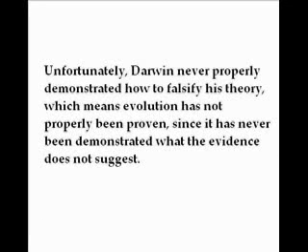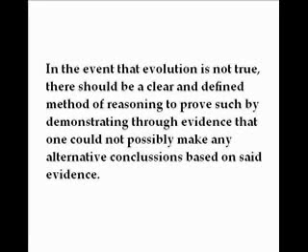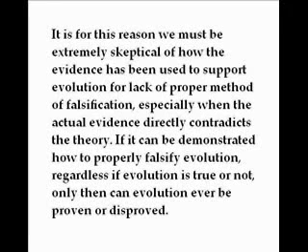Unfortunately, Darwin never properly demonstrated how to falsify his theory, which means evolution has not properly been proven, since it has never been demonstrated what the evidence does not suggest. In the event that evolution is not true, there should be a clear and defined method of reasoning to prove such by demonstrating through evidence that one could not possibly make any alternative conclusions based on said evidence. It is for this reason we must be extremely skeptical of how the evidence has been used to support evolution for lack of proper method of falsification, especially when the actual evidence directly contradicts the theory.